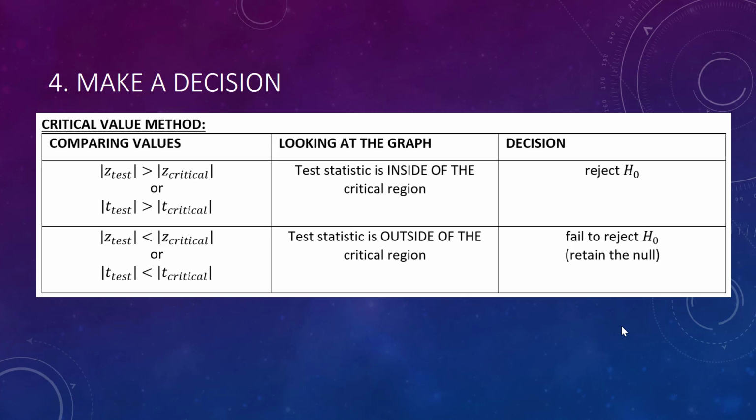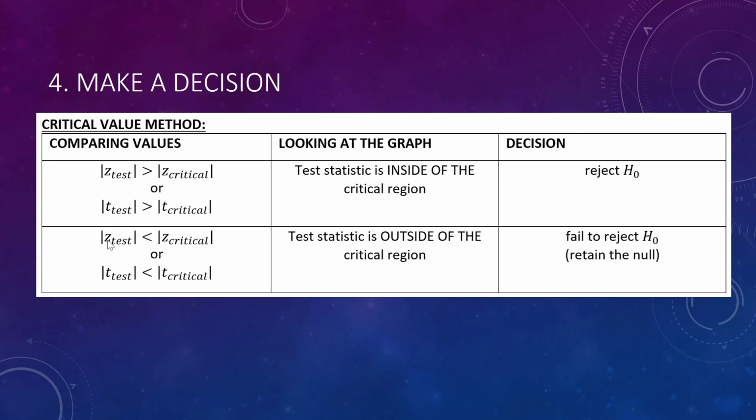Now it's time to make a decision. We must decide whether to reject the null or fail to reject the null. If we fail to reject the null, we could also call that retaining the null. In order to do this, we must compare the absolute value of our test statistic to the absolute value of our critical statistic. So if the absolute value of the test statistic is larger than the absolute value of our critical value, that means that the test statistic is falling inside of the shaded critical region, and therefore we must reject the null.